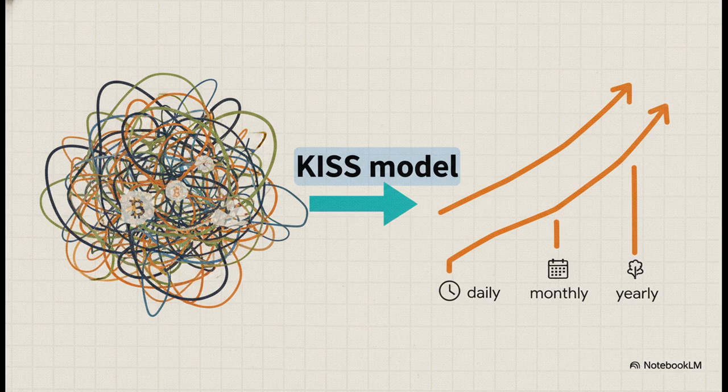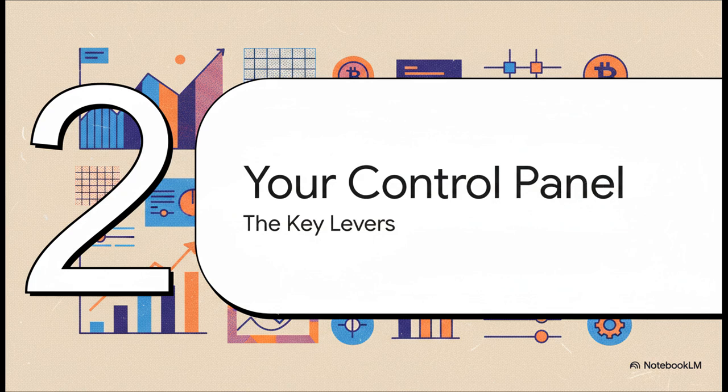And the philosophy behind this is so important. It's a KISS model, keep it simple. The whole point is to not be some crazy, complicated spreadsheet that makes your head spin. It's all about giving you these really clear levers you can pull so you can instantly see, okay, if I do this, that happens.